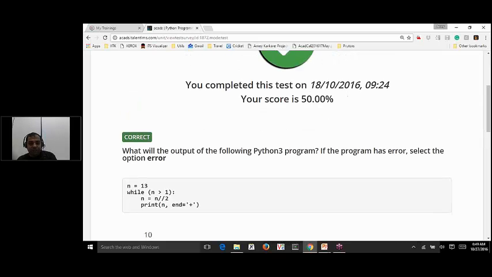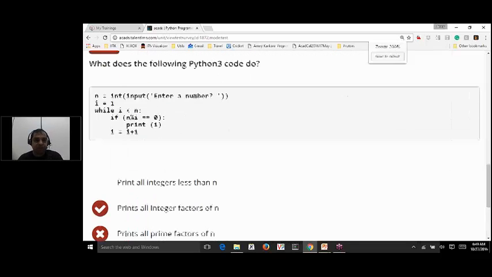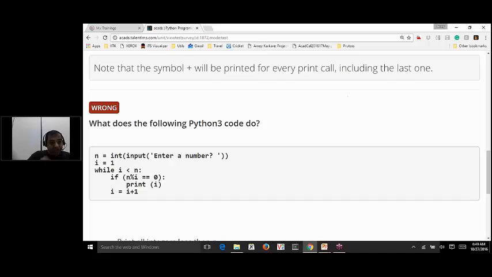And there is another question. What is the output of this code? Or what is the meaning of this particular Python 3 code? So I can see some people have done it.